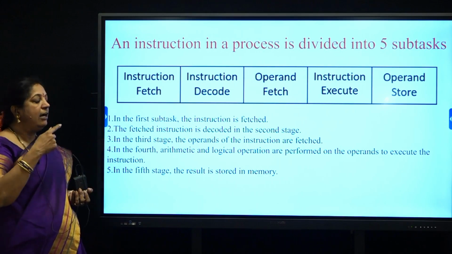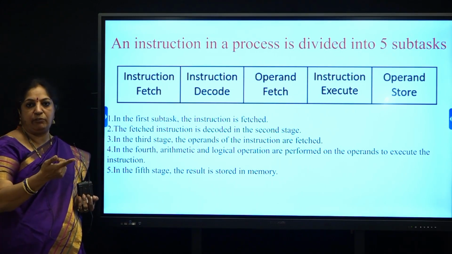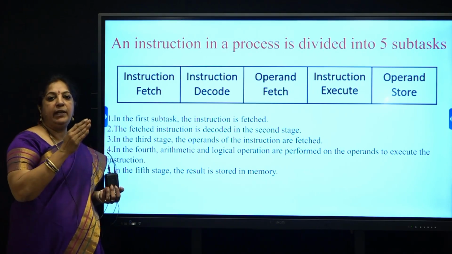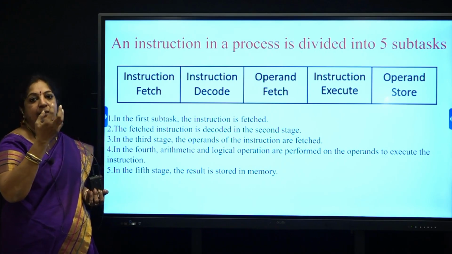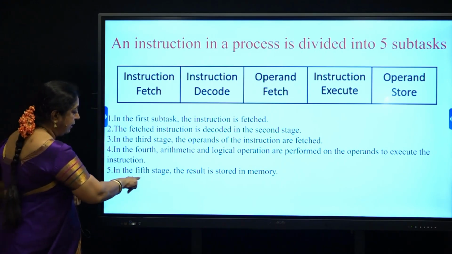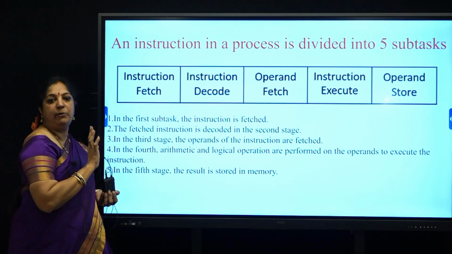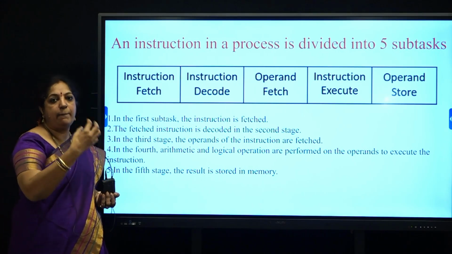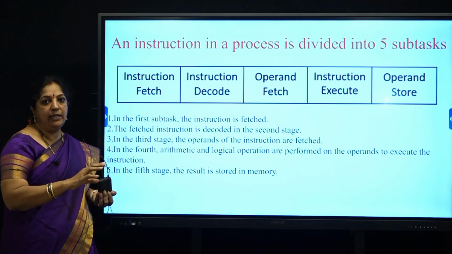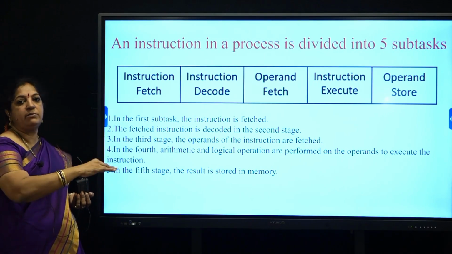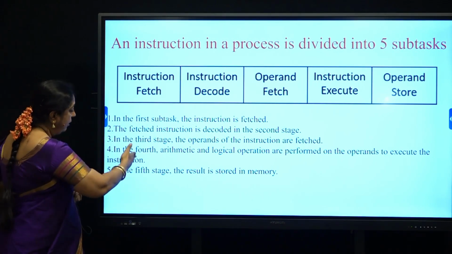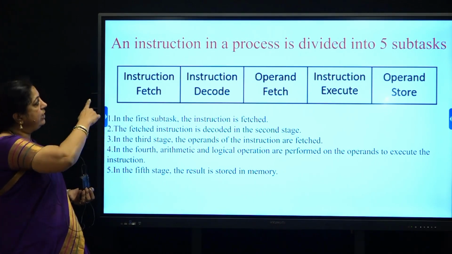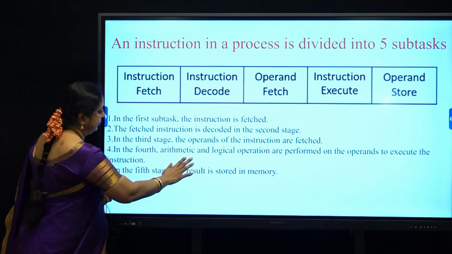Then the fourth one is whatever operation you have to perform, you perform it. Now you have the value of A and the value of B, you perform A plus B, and the result is stored in C. So the fifth stage is that the result is stored in the memory. While processing in the registers, you temporarily store the result, but finally in the memory you have to give some address where you store the result. These are the 5 stages or 5 subtasks into which the process of executing an instruction is divided.